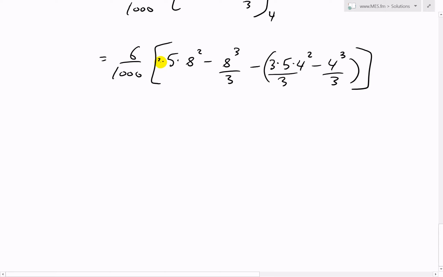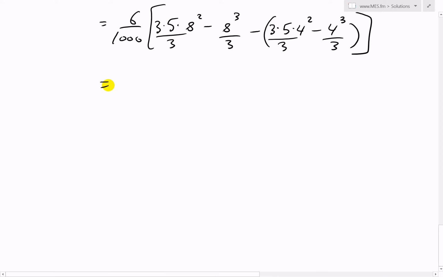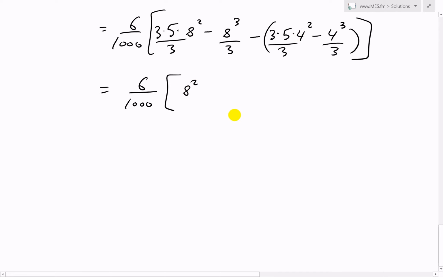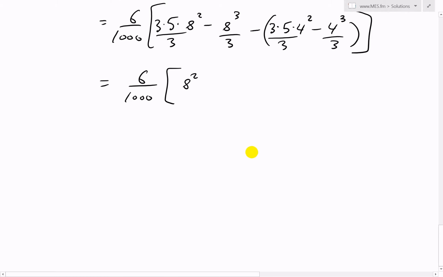And then here as well, let's write this neater, move this around, times by 3, divided by 3, because we have a common denominator of 3 everywhere. So what we'll have now is 6 over 1,000, and then 3 times 5 is 15, but also this 8 squared, and this is 4 squared. I'm going to factor these out just to make it easier to do the algebra. Again, this is just an exercise in algebra.